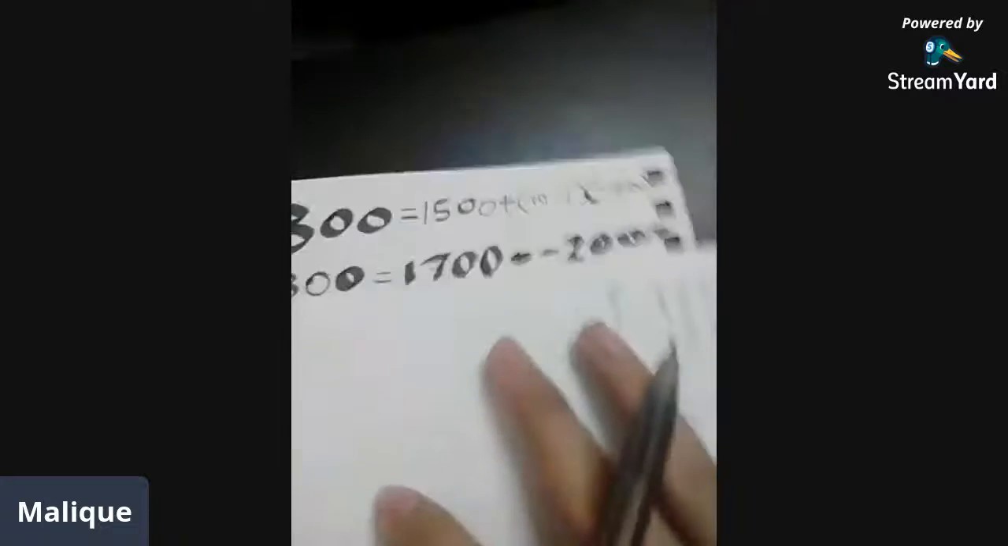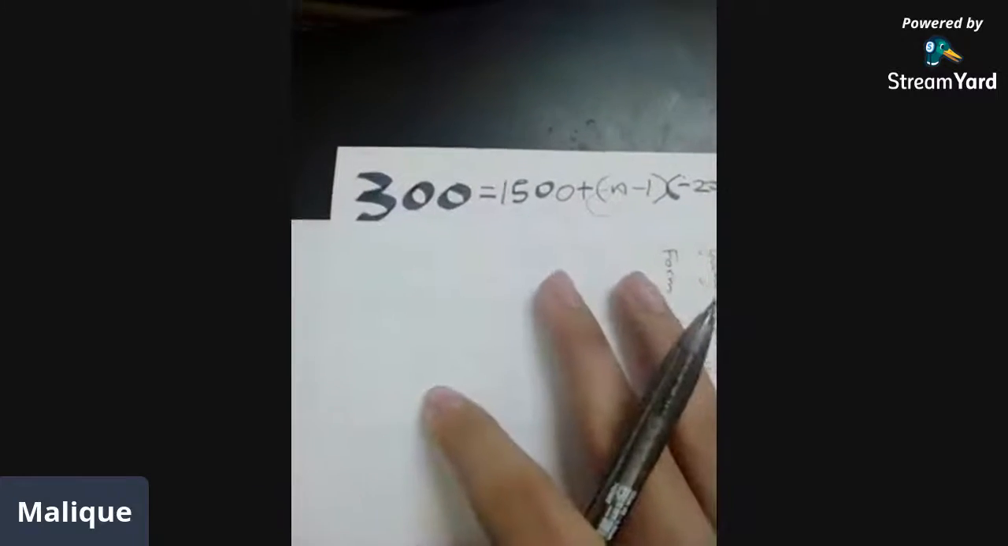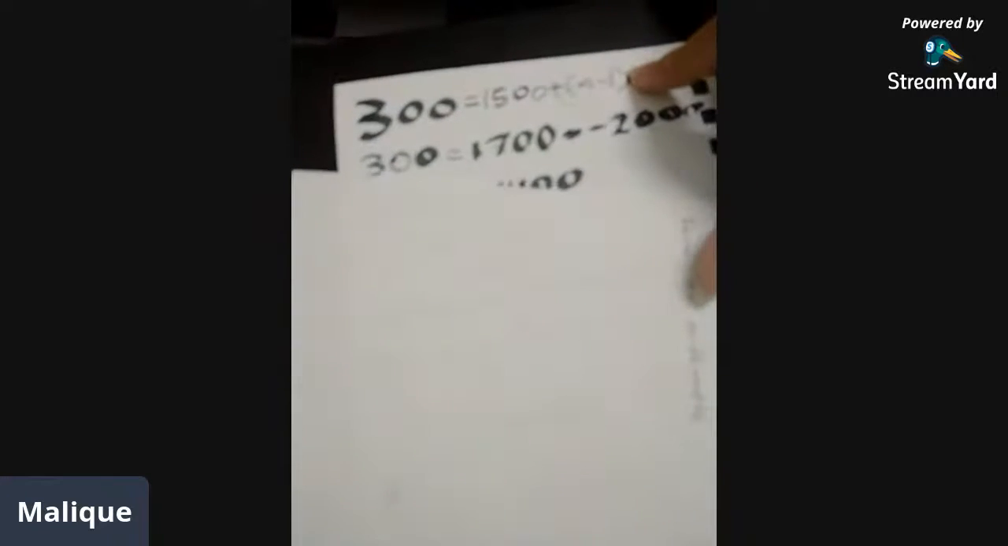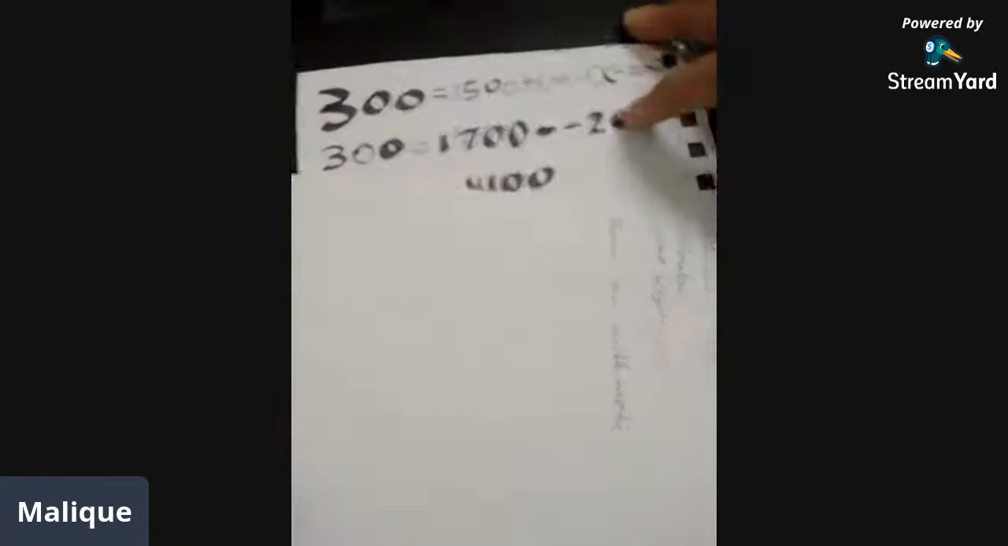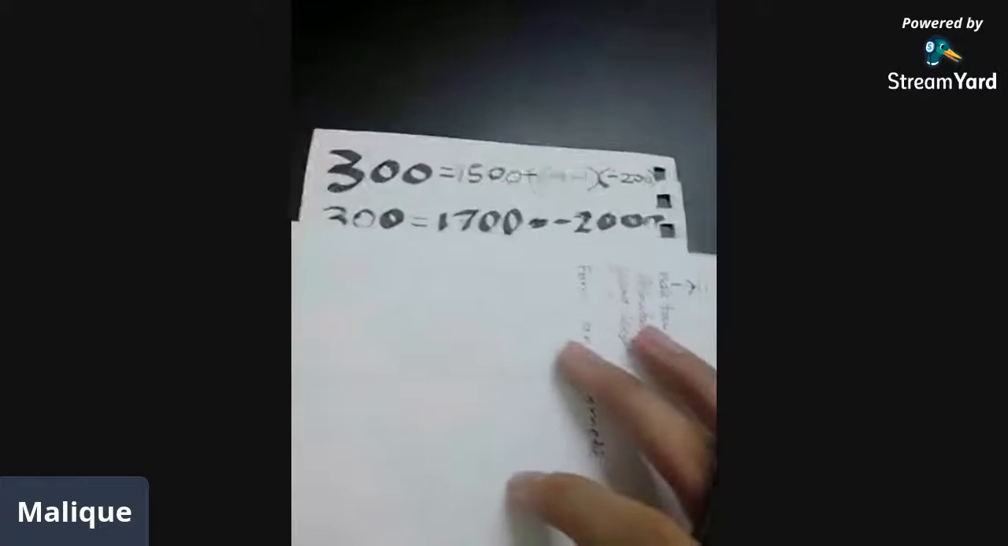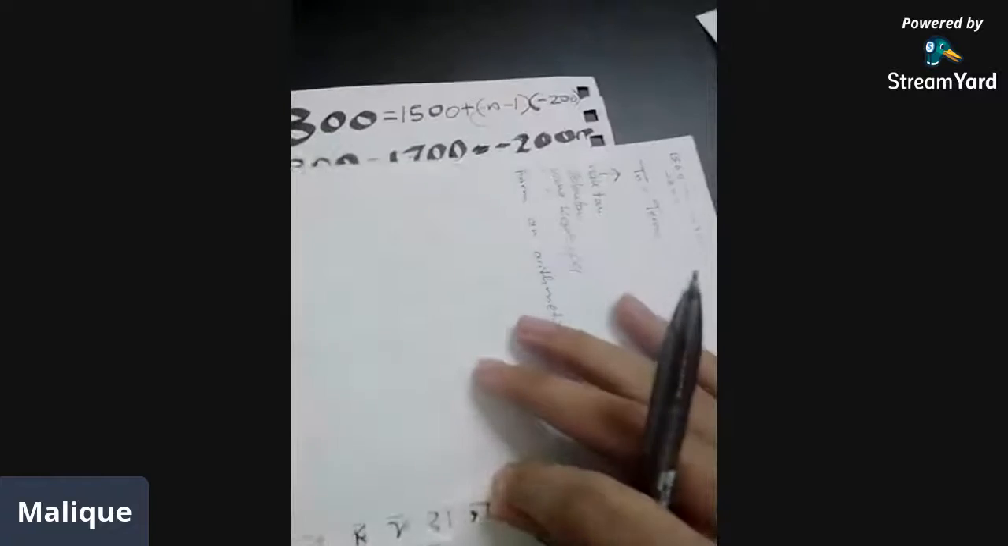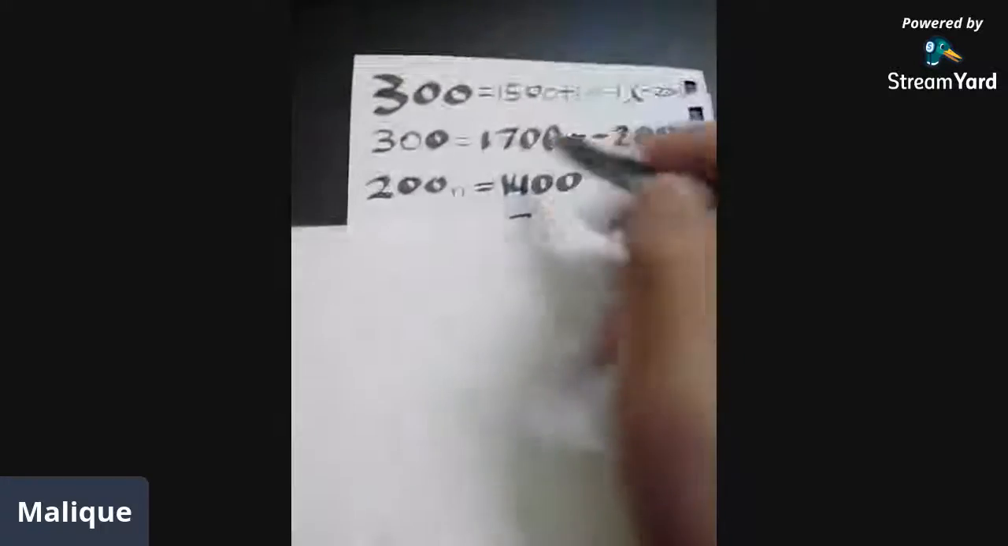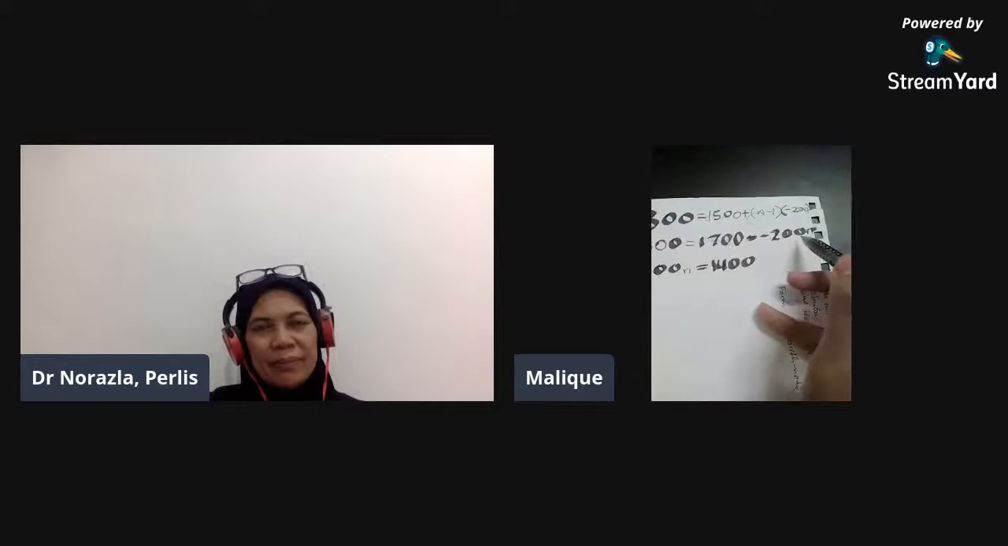From here, what we're trying to find is n, which is the number of days for Encik Suhaimi to go from 1,500 to 300. So counting what was written here, you will get 300 equals 1,700 minus 200n. Using algebra, you'll move 200n here.